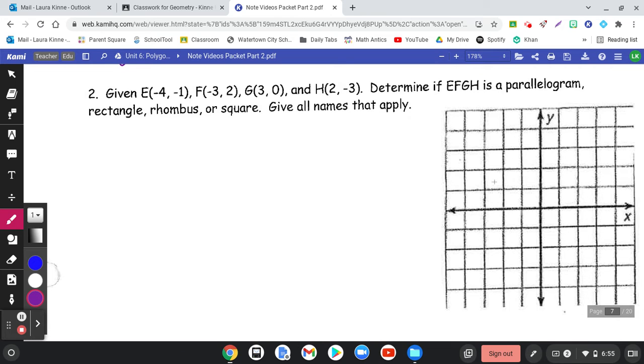Okay, so let's plot our points. -4, 1, so go back 4, down 1. Don't forget to label the letter, because we need to keep our work organized. -3, 2, back 3, up 2. 3, 0, and again, if you have trouble plotting that, 3 is in the x spot, so 3 is on the x-axis. And 2, -3. That's H. All right, let's connect the points.